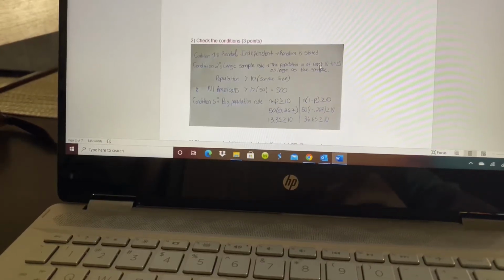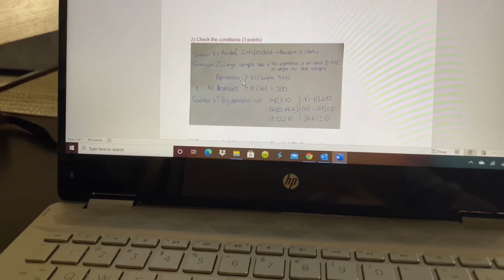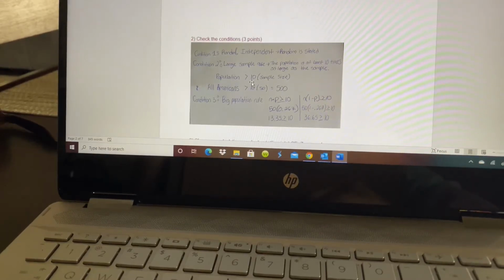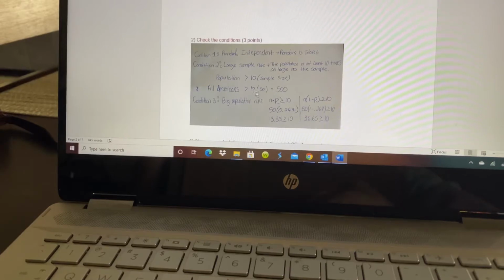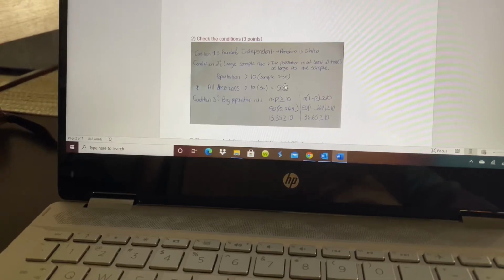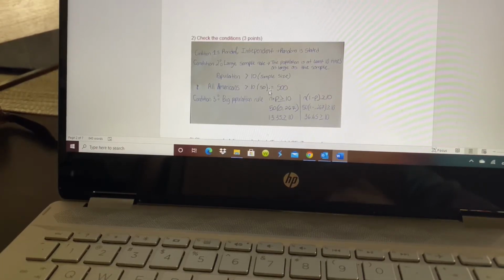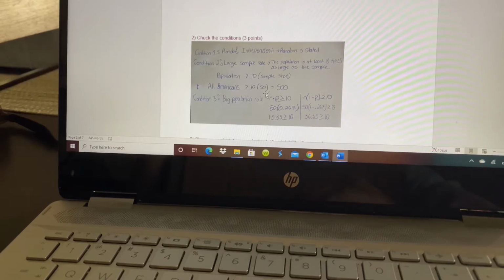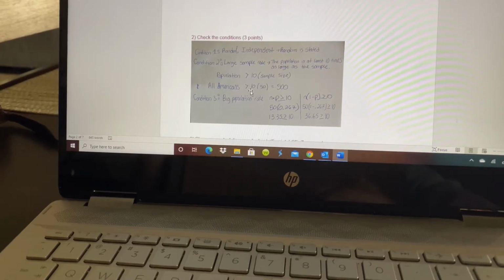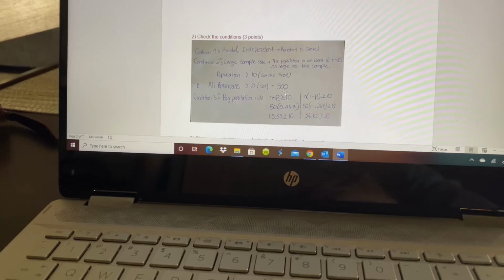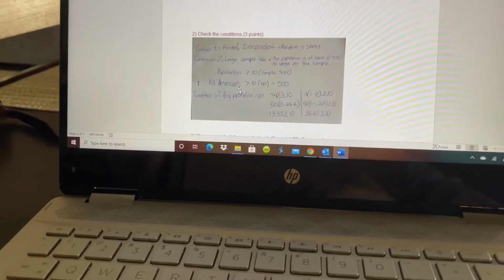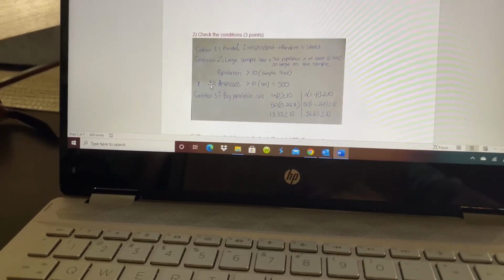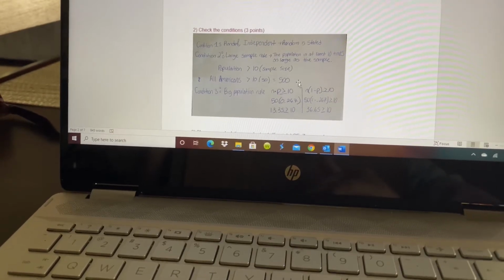The population is at least 10 times as large as the sample. So we do the population 10 times the sample size. So 10 times the sample size is 500. The sample size is 50 because we said we were doing a survey of 50 people. Do that times 10, that equals 500. All Americans that are 16 years old and older is definitely more than 500.